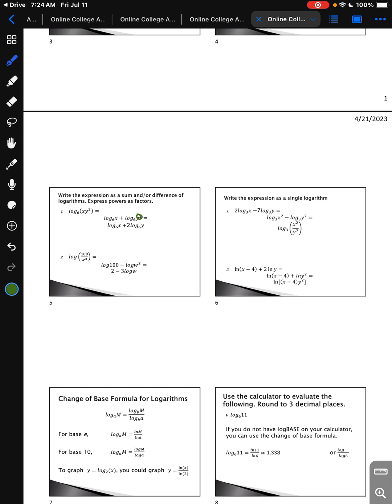Now this one here is already broken up, but it's subtraction. So in this case, subtraction means you can combine them into one log using division. The first thing you have to remember is that the 2 and the 7 in front of the logs actually move to exponents. That's the first step. They moved up here. And then you combine the logs together using a division problem.